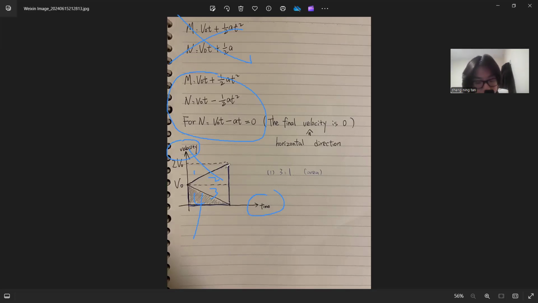These three triangles are the displacement of M, and this triangle is the displacement of N. So we can say that the displacement of M is 3 times that of N. The first question is over.